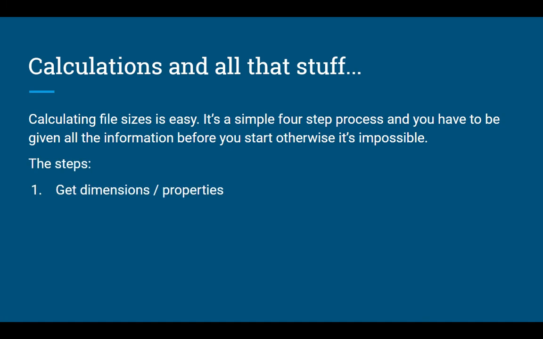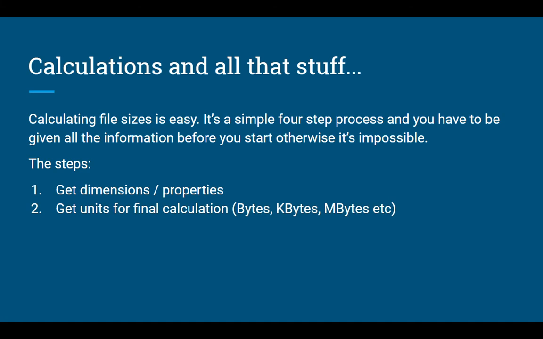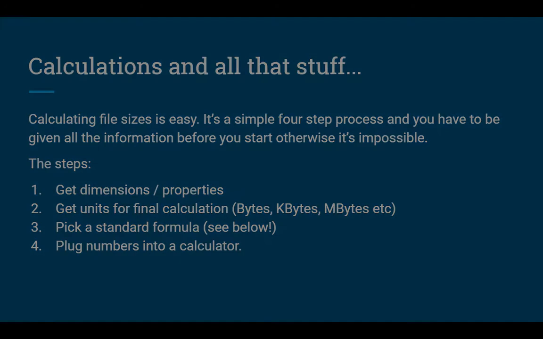Step 1, get the dimensions and properties, that's the hard step. Step 2, get units for your final calculation. Because we measure colour as bit depth, not byte depth, because we measure audio quality, sample quality in bit rate, not byte rate, we are always working in bits. We therefore want to get out megabytes or terabytes or whatever, depending on the calculation. So that's why yesterday I showed you that denominator 8 times 1024 times whatever. Pick one of our standard formulas and plug in some numbers and see how we go.